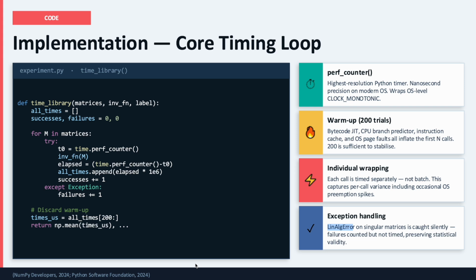And after doing that, we use individual timing instead of taking the whole batch at once. This is very expensive in terms of time, but it gives us very precise measurements, which is good for the stats. And after that, we use exception handling with the LinAlgError on the singular matrix. This catches any matrix which was singular and removes it from the start. That keeps the statistical validity of our assignment.